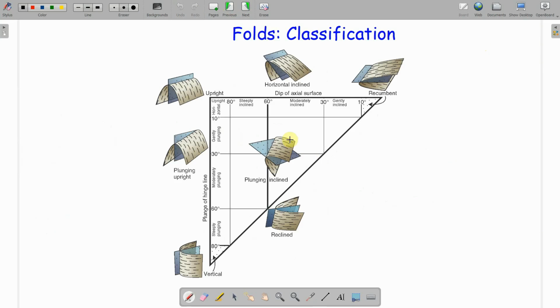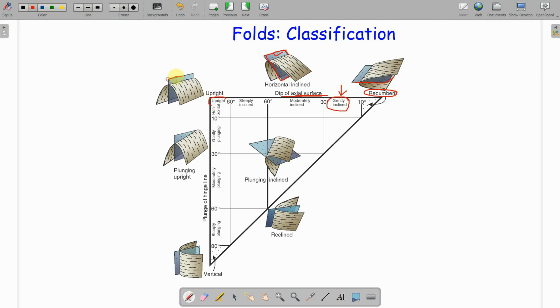Okay, so it's from the Fleuty method. If your dip of the axial surface means axial plane, this green shade plane is the axial plane. So this axial plane, if it's horizontal or almost nearly horizontal, then I will be saying it's a recumbent one. If the dip of the axial plane is between 10 to 30 degrees, I have already discussed, it is the gently inclined.